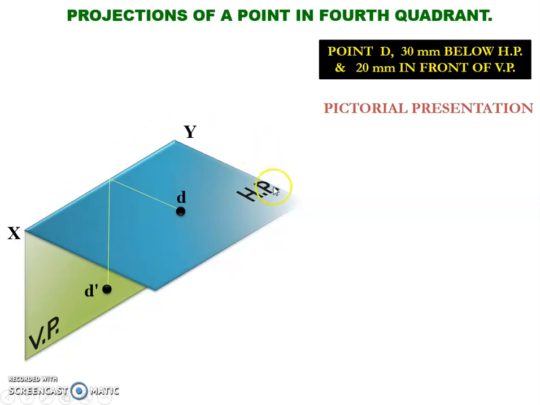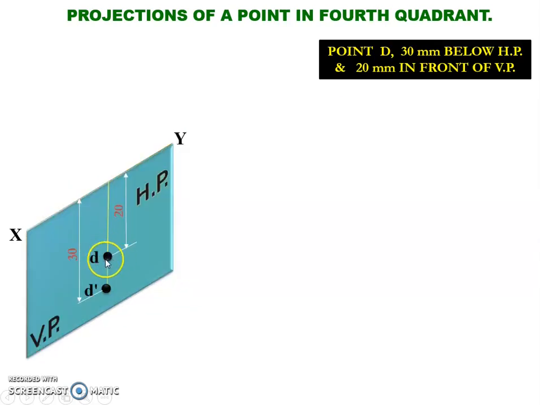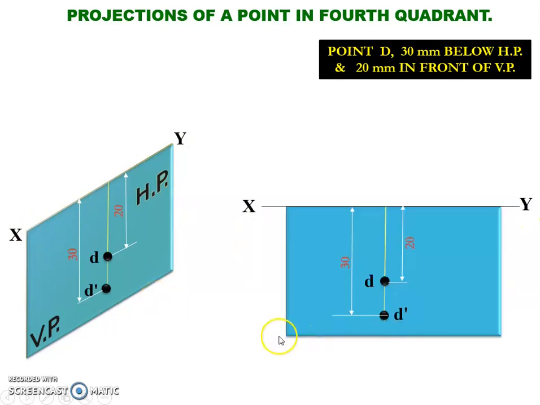Now we need to rotate the horizontal plane along with the top view point by 90° clockwise. Now we can observe that the point d occupies a new location below the XY line and gives us the final solution. The final solution can be shown on a 2D surface or on a 2D paper like this.